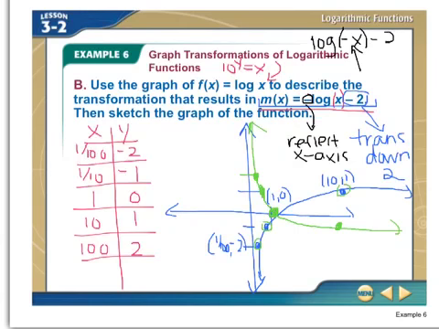I have not translated this graph yet down 2. So to do that, I'm going to graph in red here. I'm going to go ahead and graph m of x because now I've done part of the transformation. I've reflected the points over the x-axis. And now I need to translate them down 2. So this point right here, if I shift it down 2, would be on the x-axis. This point right here would be at -1.